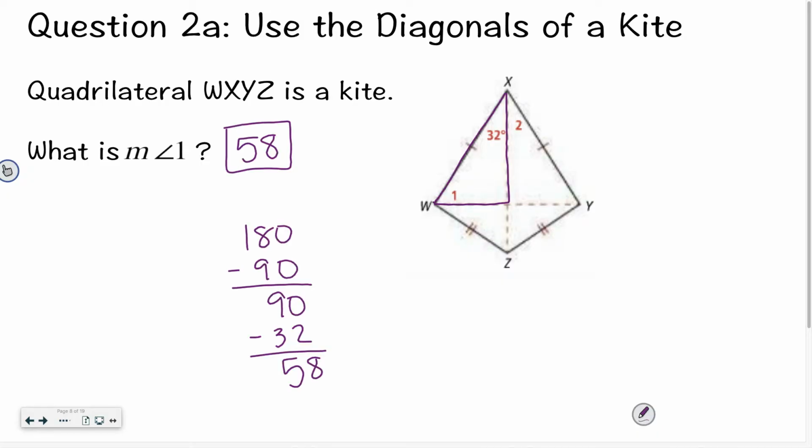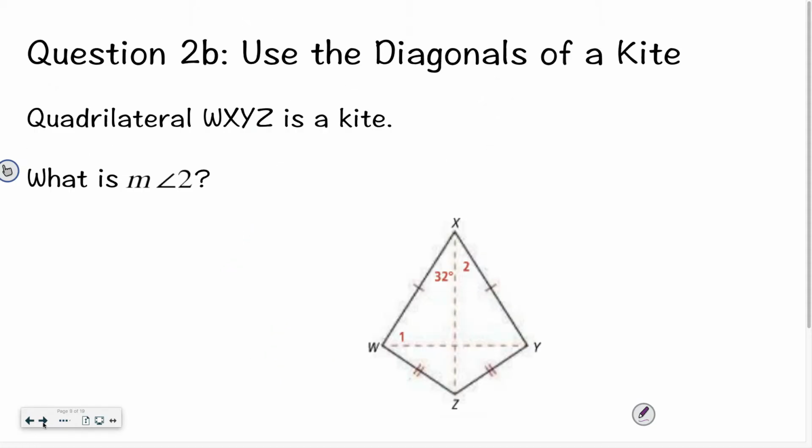All right, hopefully you ended up with 58 as your answer for the measure of angle 1. And the way you got that was you split it up into a triangle. You remember that we had a perpendicular angle or 90-degree angle right there. We had a 32. So 180 degrees in a triangle minus 90 minus 32 leaves us with 58 degrees for the measure of angle 1.